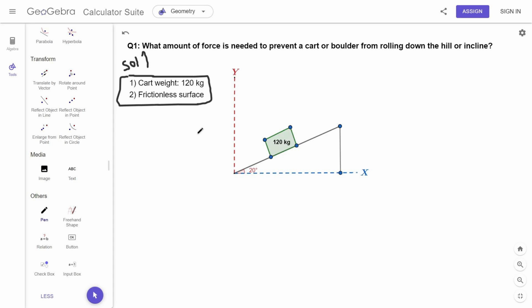However, in the second example, we will solve it by analyzing all the forces acting on the boulder, including the friction force. This approach will be more complex, but I will do my best to explain everything clearly. For now, let's focus on the first scenario.